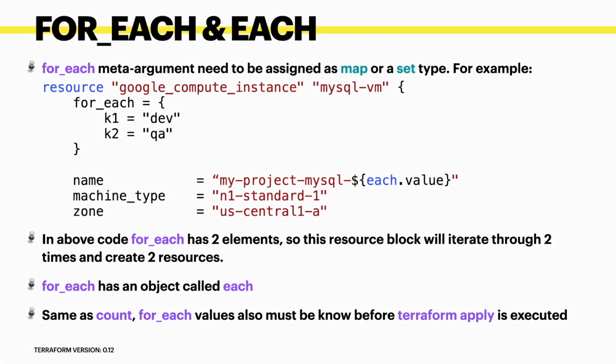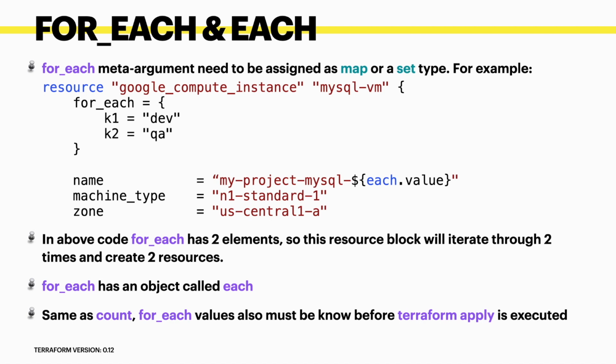As we talked about in the count metadata description, the for_each metadata is also used for creating multiple resources of the same kind. The for_each metadata argument needs to be assigned as a map or a set type. For example, in this code we have assigned a map to for_each which has 2 key value pairs in it. So this resource block will iterate 2 times, one for each key value pair.